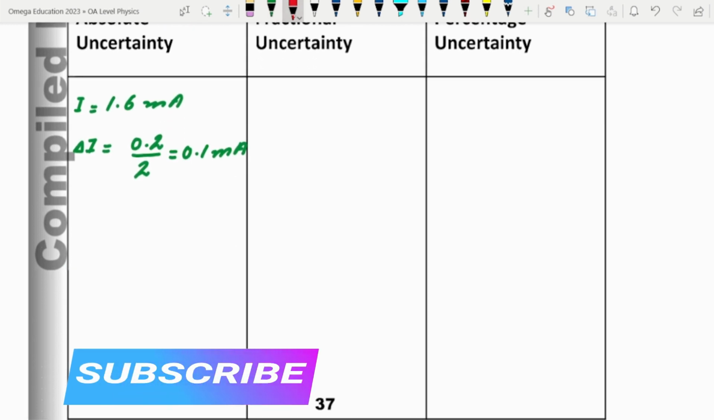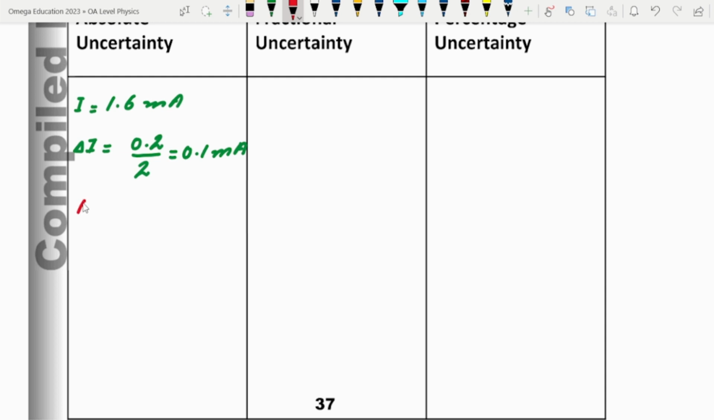Now, how do you write your final answer? Well, you write the final reading as I, the final reading equals 1.6 plus minus, because it can be 0.1 above the actual value, or it can be 0.1 below the actual value, plus minus 0.1 milliamperes. Okay, so this is how you write the final reading.